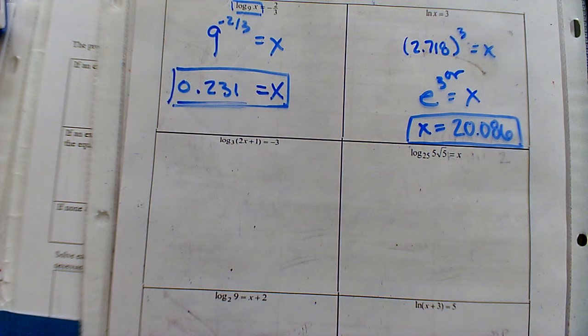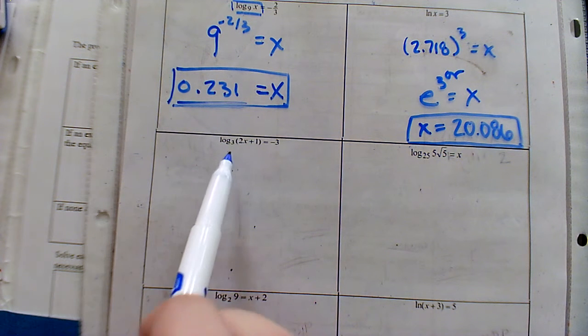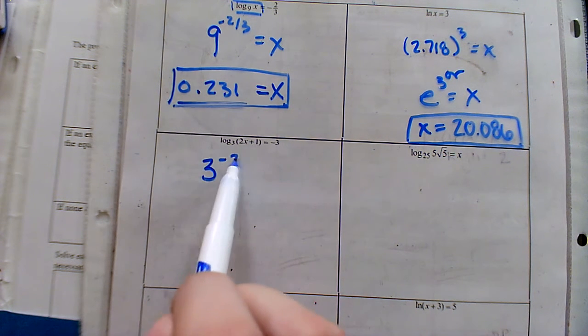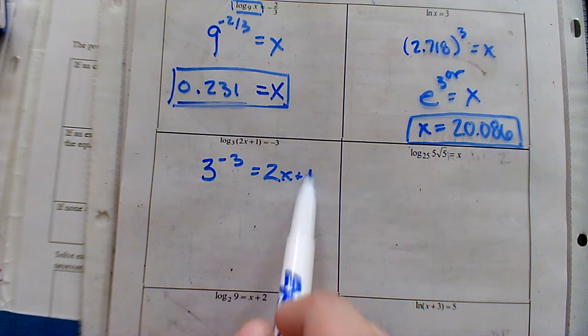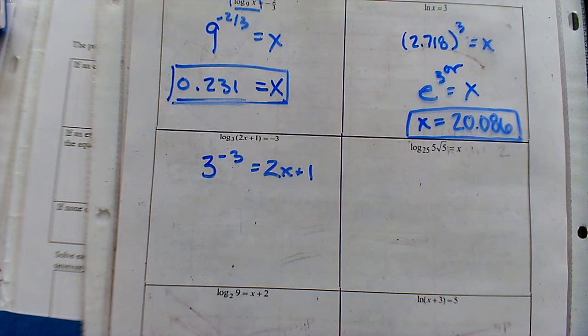What do you think? Are we starting to see a pattern after a while? Can we write the first initial setup, converting it to an exponential? Let's start with the base. Go ahead, Ashlyn, you want to go do it? 2x plus 1. Perfect. Okay, so let's go ahead and solve for x from there.